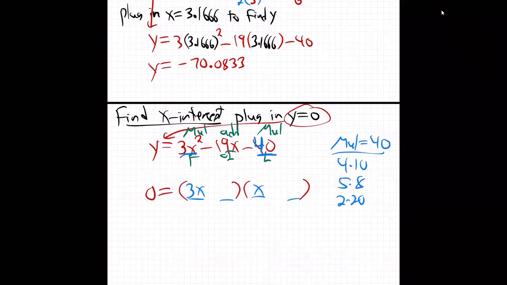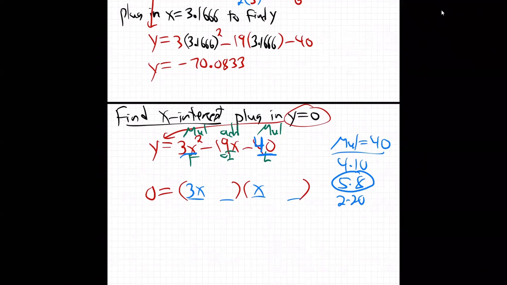How do you know which one you should try first? Well, I don't know. Usually it's the pair closest together. Not always, but see how 5 and 8 are only 3 apart from each other? Whereas 4 and 10 are 6 apart, aren't they? So the pair closest together is the 5 and the 8. So I'm going to try the 5 and the 8. Now if that doesn't work, I'll go back and do the 4 and the 10. But it's probably the 5 and the 8. It's usually the pair closest together.